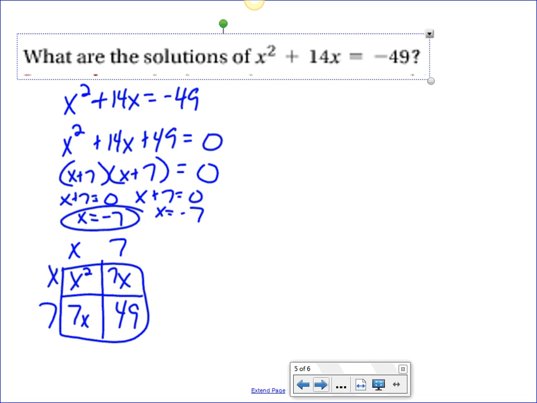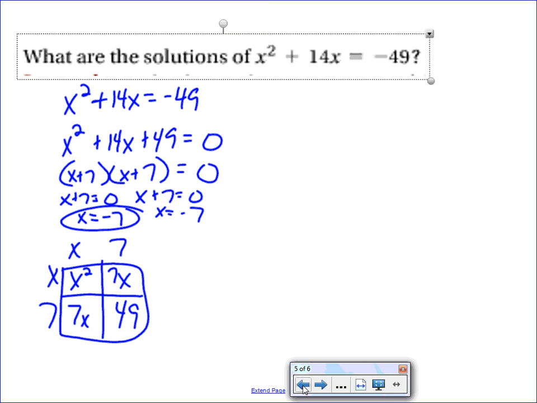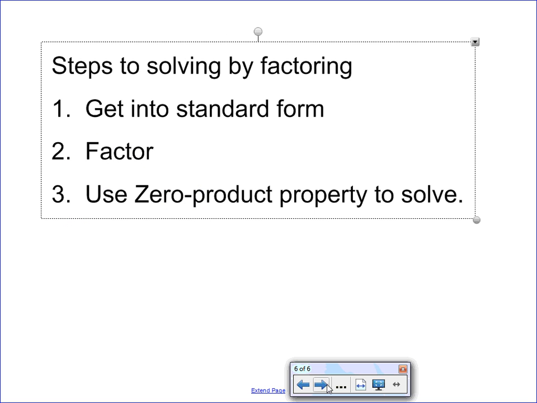So one final note you want to write down, steps to solving by factoring would be this. First thing, get it in standard form. Like that last one we saw, we had to move something across. So we moved it across, so we had it in standard form. Okay, then we factor, which we've been doing here. And then the last thing is use the zero product property to solve the equation.